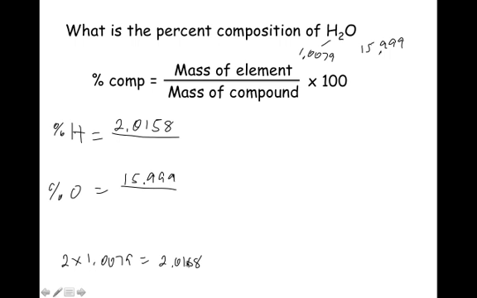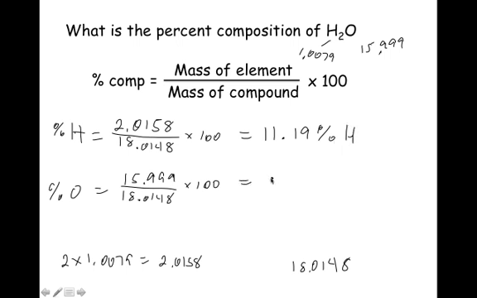So you just add these 2 masses, the 2.0158 and the 15.999, together. And when you add those together, you get 18.0148, and that's the mass of the compound. So we put that underneath both of these, 18.0148 and 18.0148. We'll multiply by 100 to get into the percentages. And what you get here, for the hydrogen, you get 11.19%.